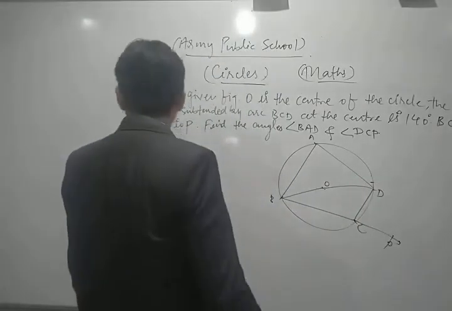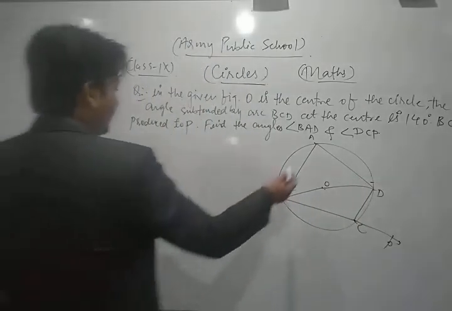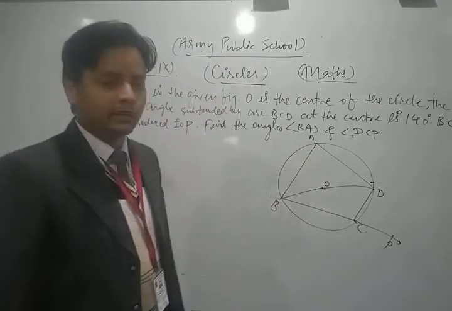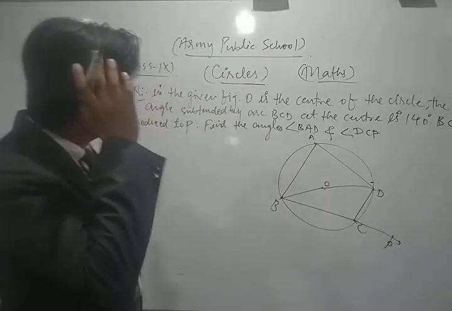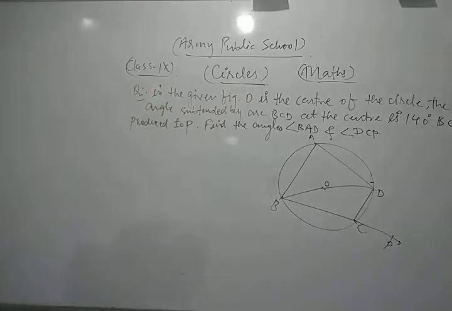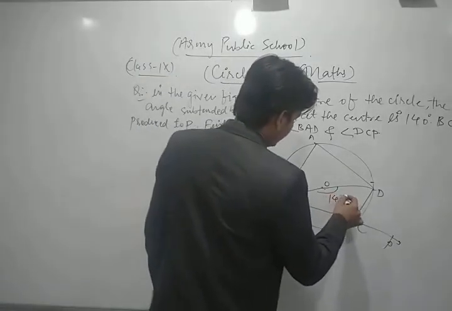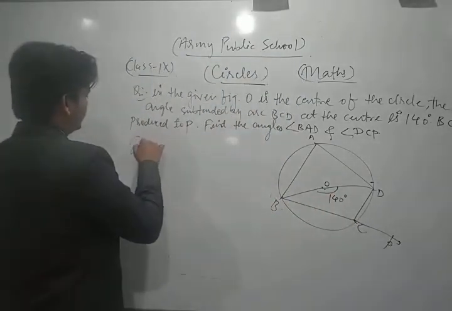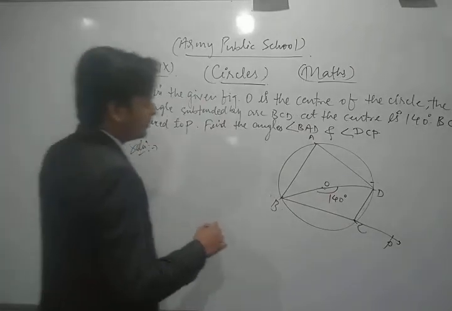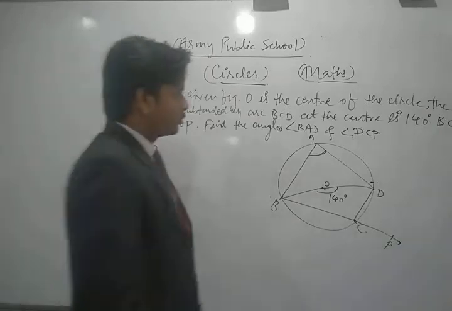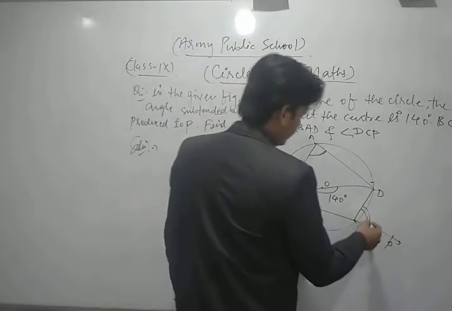So now look here, ABCD is a cyclic quadrilateral, and according to the question, the angle subtended by arc BCD at the center of the circle is 140 degrees. Now let's see its solution. So we find angle BAD first of all, and also we find angle DCP.